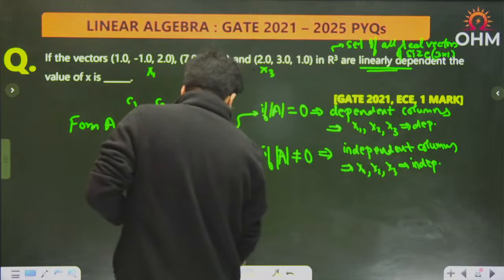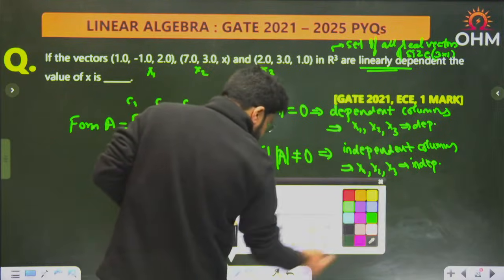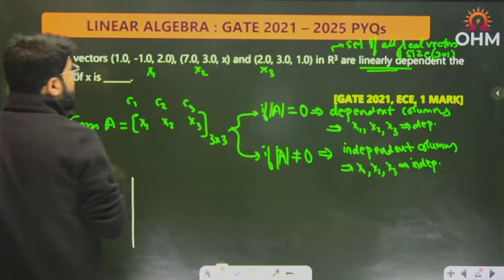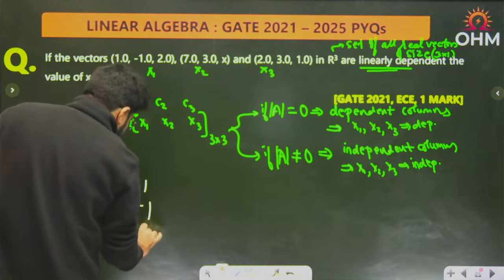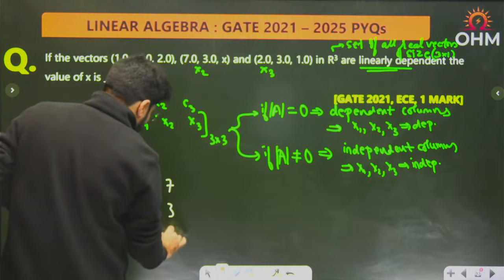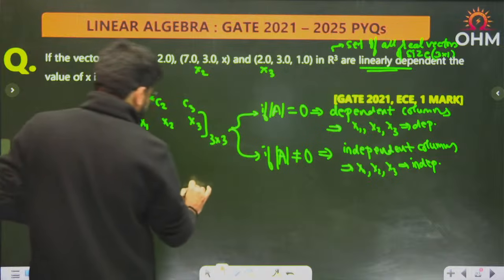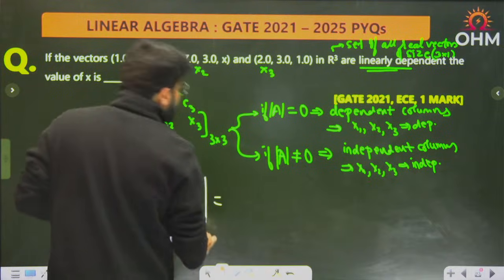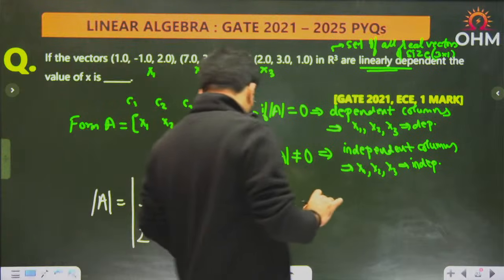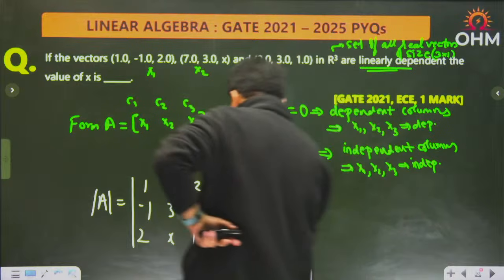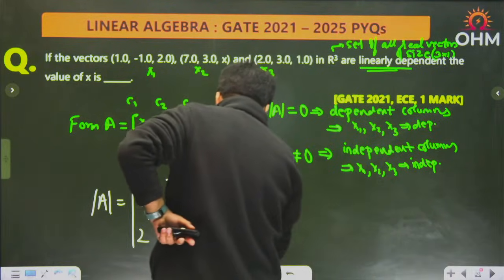So what is the matrix A for the current question? I want to form the determinant of A. A will be 1, minus 1 and 2; 7, 3 and x; and the last one, 2, 3 and 1. You can arrange as row or column, anything. What is the determinant of this? If they are linearly dependent, you want the determinant equal to 0, correct?